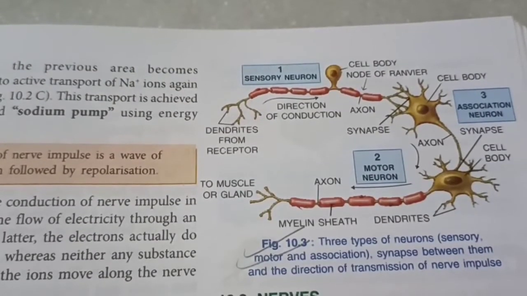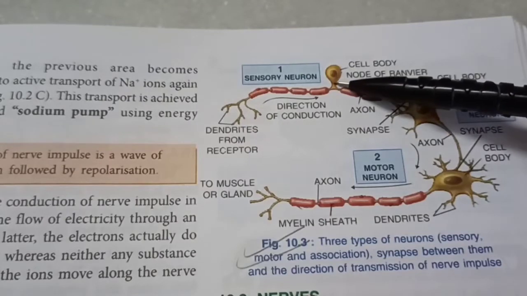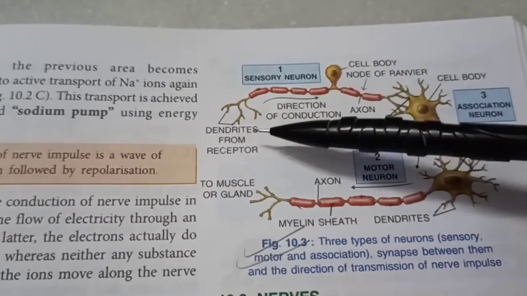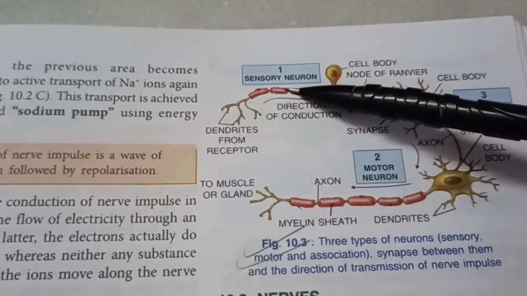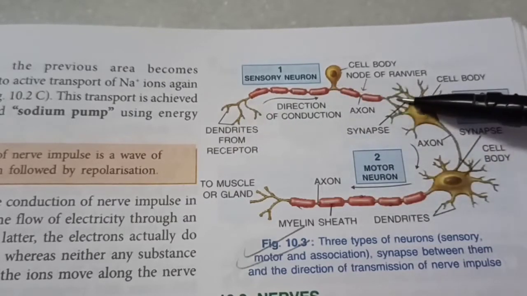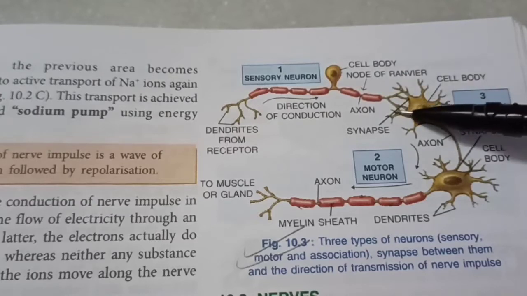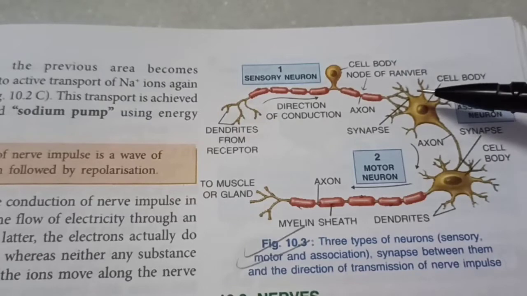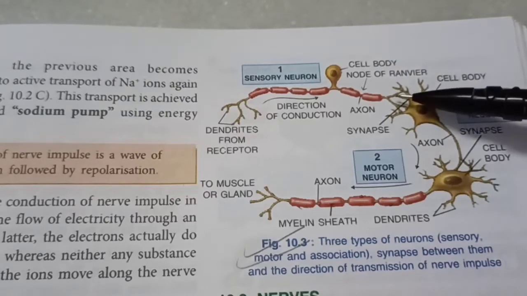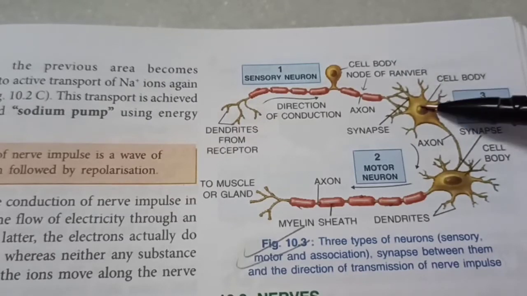Now the neurons are of three types. The sensory neuron, as the name suggests, will carry impulses from the receptors, which are there in the senses, like your skin. This is the direction of conduction of the impulse. And you can see that the axon terminal is in close connection with the dendrites of the next neuron. Such a close connection between the axon of one neuron and the dendrite of the next neuron is called a synapse. That's a junction where the electrical impulse jumps to the other neuron.